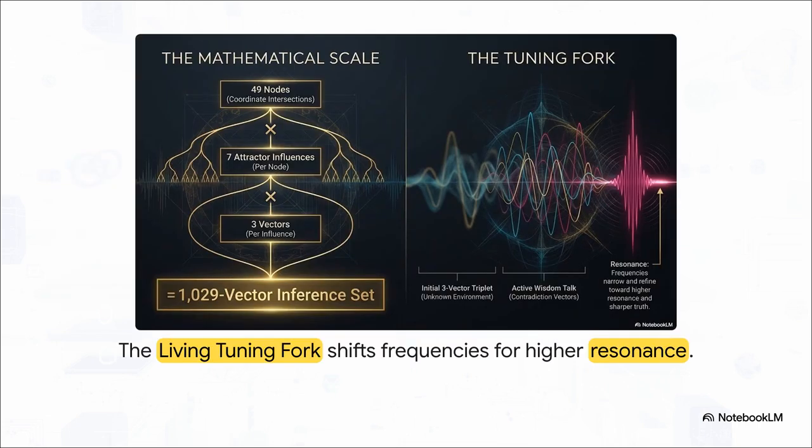But how does it actually learn within those specific nodes? Well, here's where the evolutionary imperative kicks in. Remember that concept of the living tuning fork? Inside these nodes, the system doesn't just lazily drop files into folders. It engages in what's called wisdom talk. When the system hits something unknown, it uses contradiction and friction to actively narrow and refine its vector frequencies. Think of it exactly like tuning a guitar string. It plucks the string of a concept against the environment until the pitch is perfectly sharp. It physically tunes itself. It shifts from a wide, blurry frequency toward a much higher resonance and sharper truth, vibrating in direct response to whatever is happening in its immediate environment.